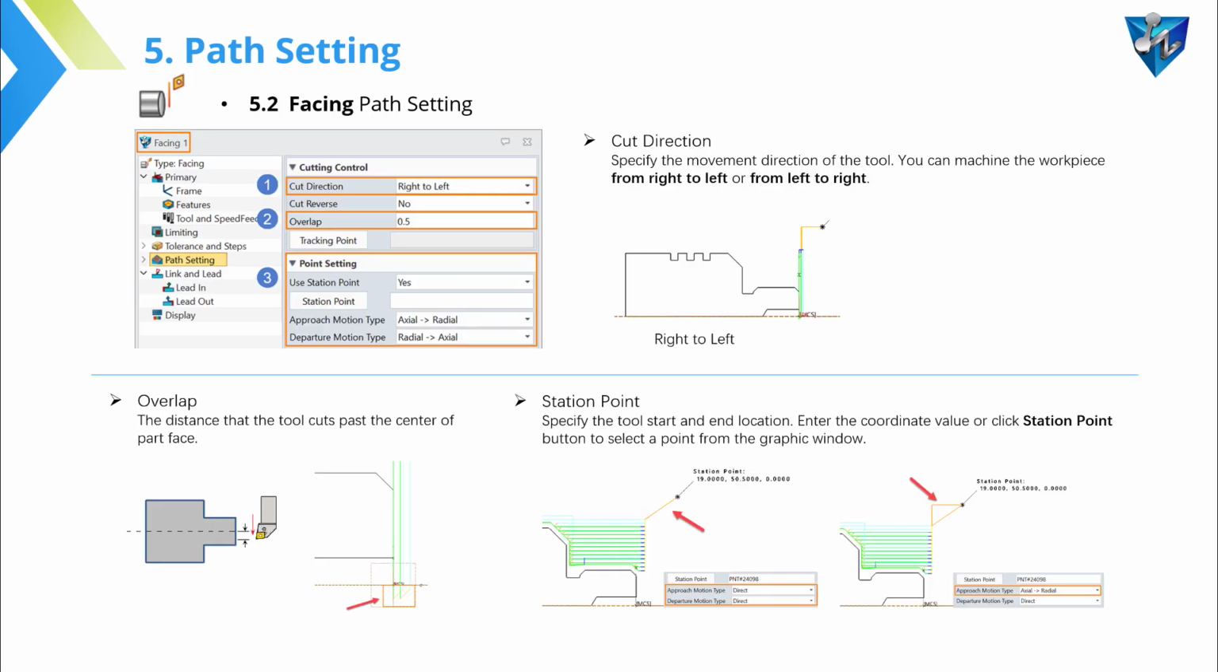The second one is facing path setting. In this context, there are also 3 commonly used parameters. Cut direction is used to specify the tool's movement direction. You can choose to machine the workpiece from right to left or from left to right. Overlap refers to the distance that the tool cuts beyond the center of the part's face. Station point is used to specify the tool's starting and ending locations. You can either input coordinate values or click the Station Point button to select a point. For motion type, you have the options of direct, axial radial, or radial axial.